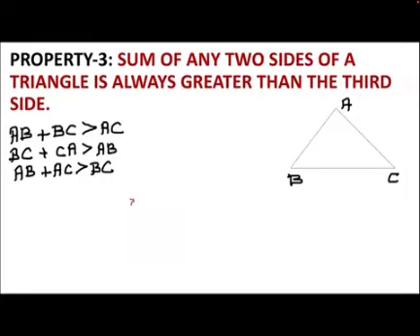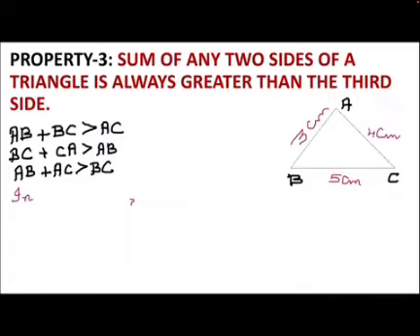I hope this is clear. So AB plus BC is greater than AC. Where is AB? This is AB plus BC, which will be greater than AC. Likewise, BC plus CA is greater than AB. Similarly, AB plus AC will be greater than the third side, that is BC. Okay?